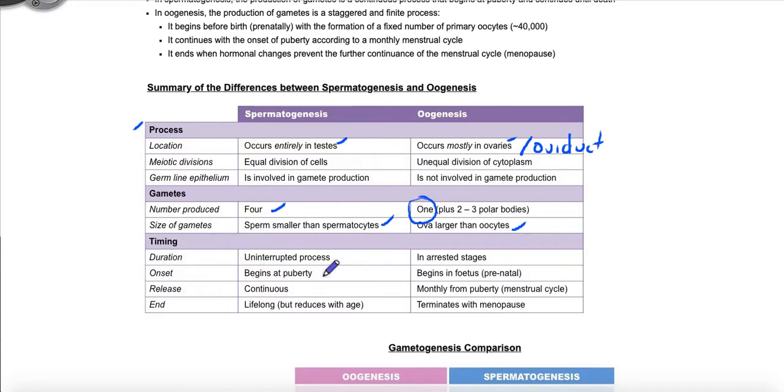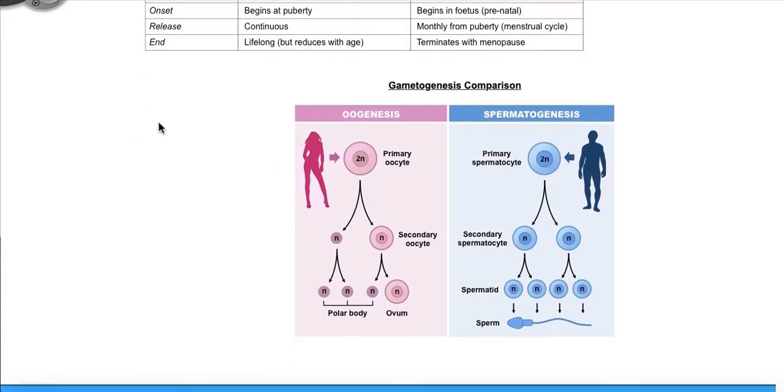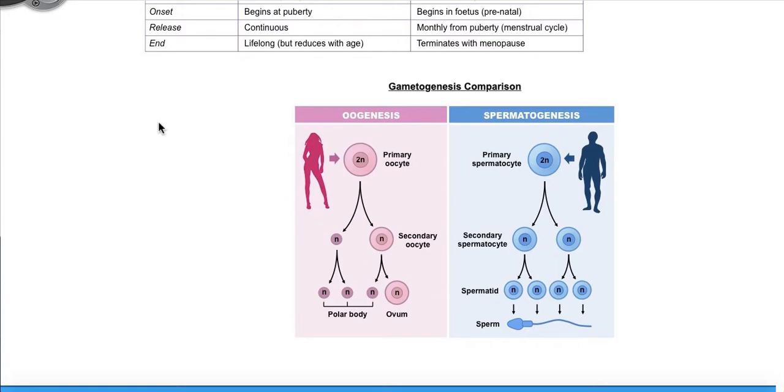As for timing, spermatogenesis is uninterrupted, it begins at puberty, and it's continuous. Whereas the timing of oogenesis is in arrested stages. We saw that it begins in the prenatal stage, then it's arrested, and then it continues again after puberty. And meiosis 2 doesn't happen until fertilization of that egg. Spermatogenesis is lifelong, but it reduces with age, whereas oogenesis terminates at the onset of menopause, which depends on the age of the woman, sometime around 45 to 55 years of age.